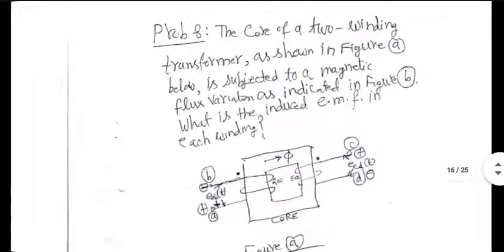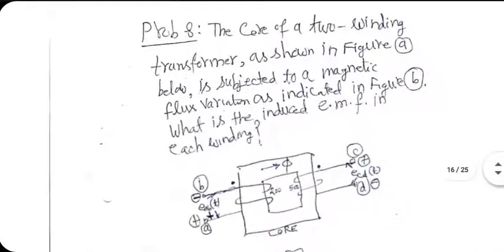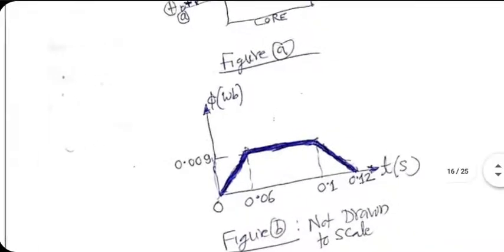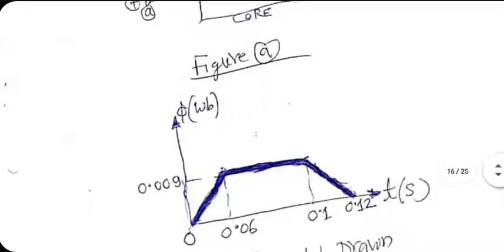The core of a two winding transformer, as shown in figure A below, is subjected to a magnetic flux variation as indicated in figure B. There's no sinusoidal variation of flux here. That is the problem. Flux initially linearly rises, then it becomes flat, then it comes down linearly with time. Time is in seconds and flux is in Weber.